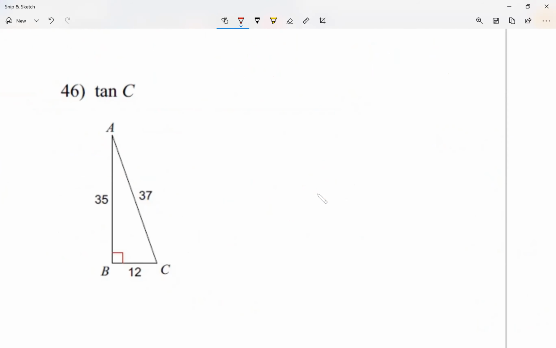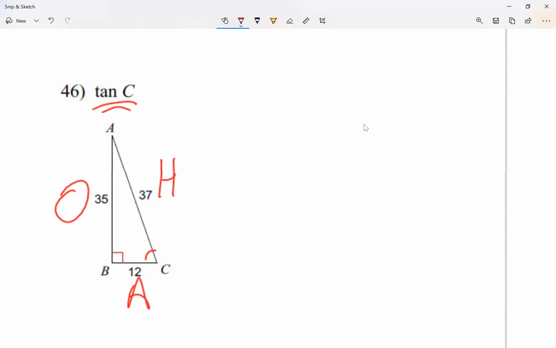Let me label my sides first. I know the biggest side is the hypotenuse. That's where I always start. So I'm going to say the biggest side is the hypotenuse. So 37 is the hypotenuse. The other two, one of them is going to be called opposite and the other one's going to be called adjacent. And then because I see that I'm asking for tangent of angle C, that means we have angle C here. And then 35 will be the opposite and 12 will be the adjacent.